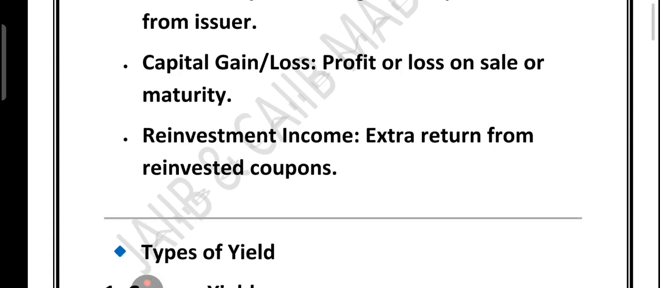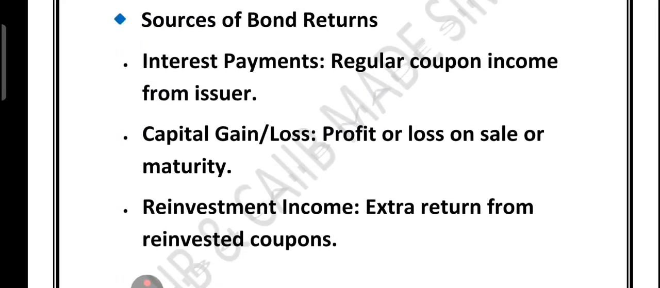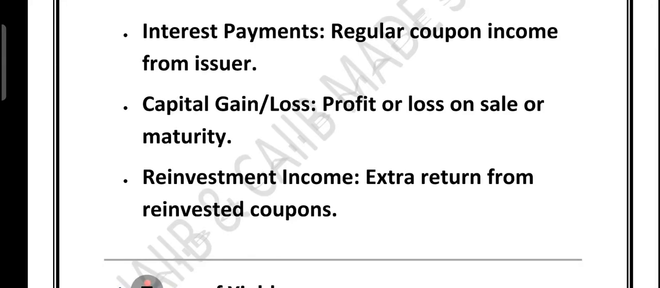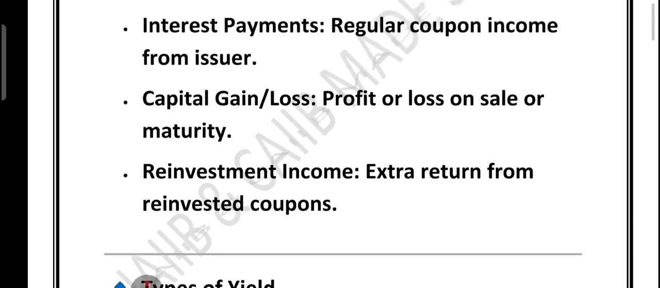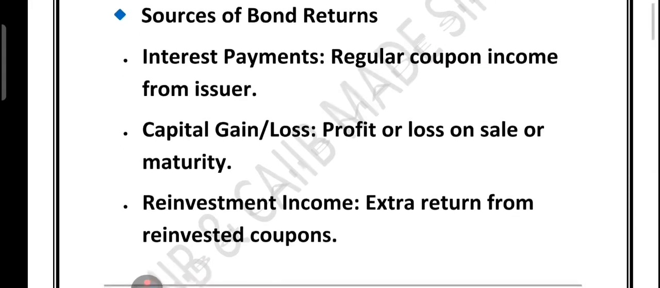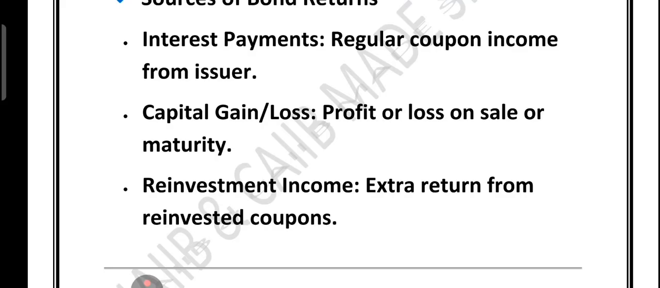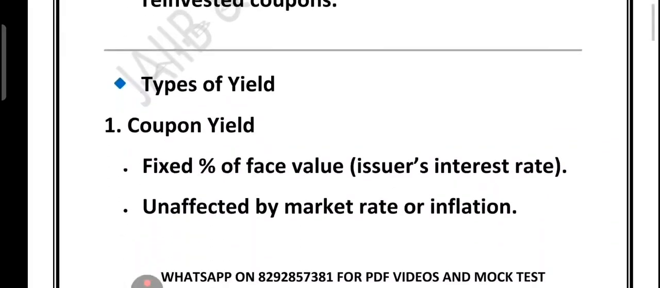And the third thing is the reinvestment income. This is the extra return you earn when you reinvest those interest payments instead of keeping them idle. See, first of all, you have interest payment from bond. This is also called the coupon income. Second thing, there is a capital gain, capital loss. Third thing, there is a reinvestment income. So in simple words, a bond can make money for you in 3 ways: interest, profit on selling, and reinvestment. So interest payment means regular income from issuer. Capital gain and loss means profit and loss on the sale or maturity, and reinvestment income is extra return from reinvested coupon. Now friends, let's talk about the types of yield that we have.